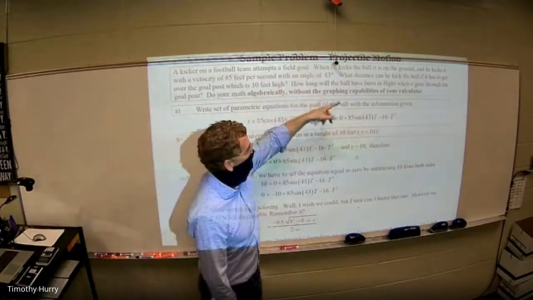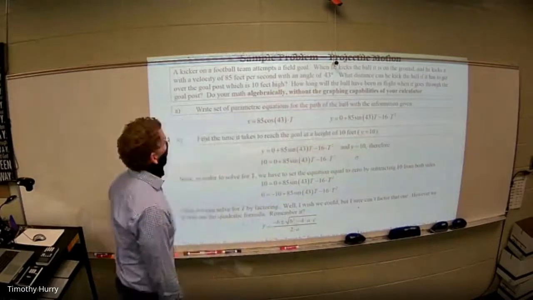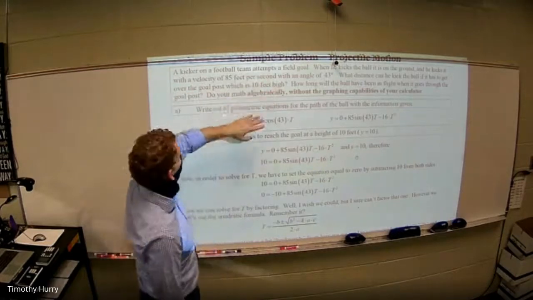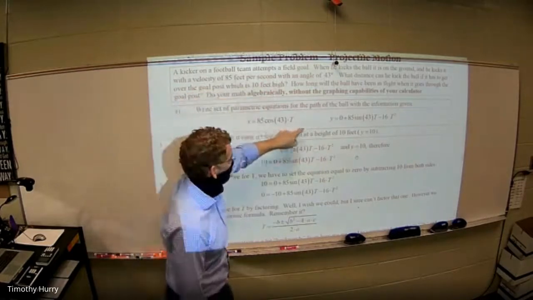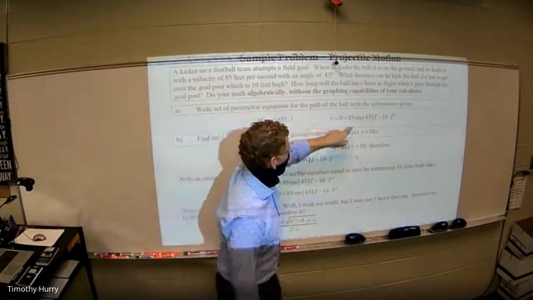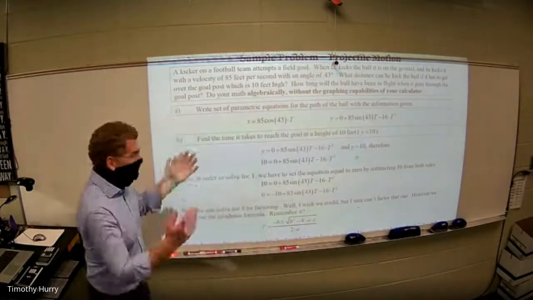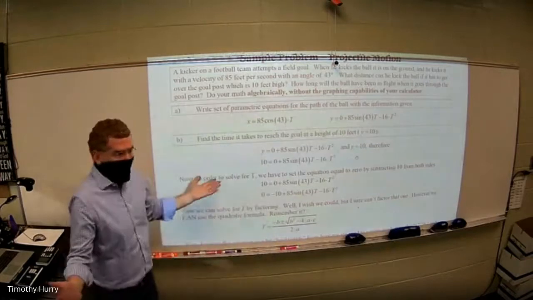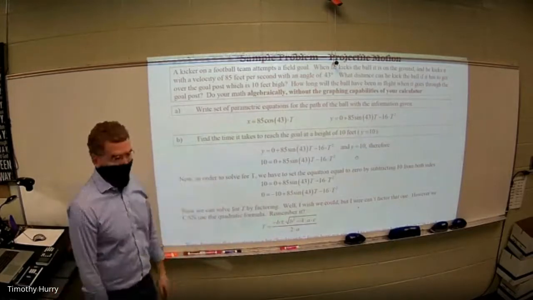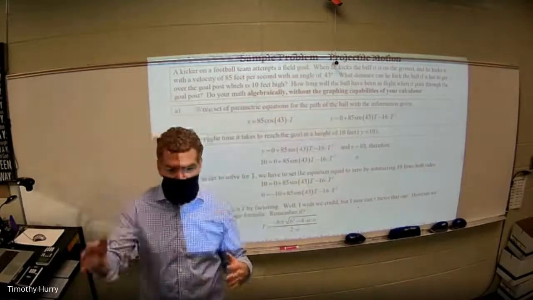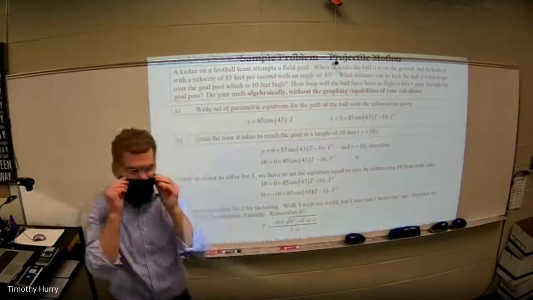Okay, it says what distance can he kick the ball if he has to get over the goalpost, which is 10 feet high? Well, currently I come in here and I put the 85 in there. I put the 43 in there. I put the 0 in there, and I've got a pretty good set of equations. I don't have anything missing on these. And I could type these in my calculator, and I'll show you how to do that later. And I could graph a really nice parametric equation representing this field goal.